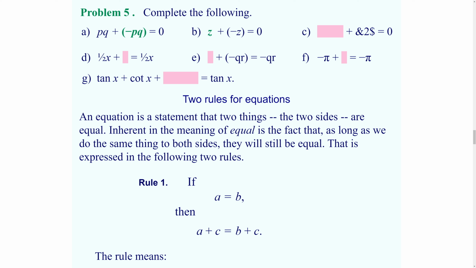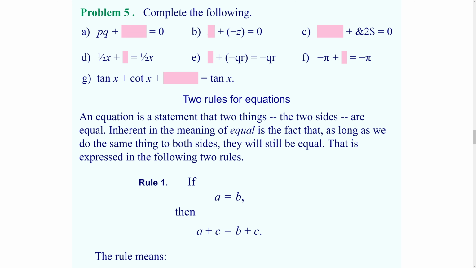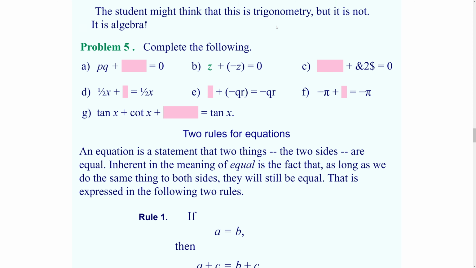Excuse me, I've just inadvertently done that. Where's the reload button? So what must we add to negative Z to get to 0? And you've just seen it's a Z, so we'll just skip that.